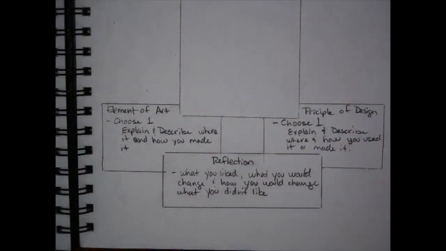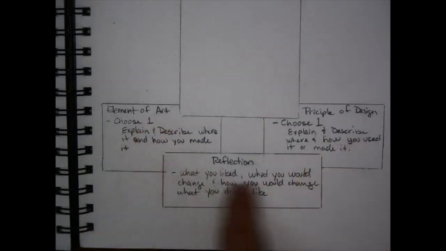Just like the 5 thumbnail photos and sketches being worth 10 points apiece, these last 3 parts are also worth 10 points. You're going to write a statement about the element of art and the principle of design, and in these statements I want you to explain and describe how you used it in your artwork, where it is, what it looks like. Imagine you are writing this for somebody who is blind. They have no idea. You're going to have to be very descriptive in order for them to try and create a picture in their mind of what this element and principle is.